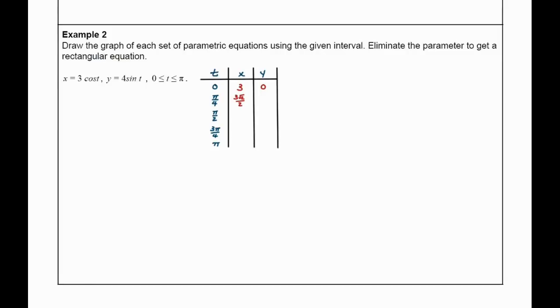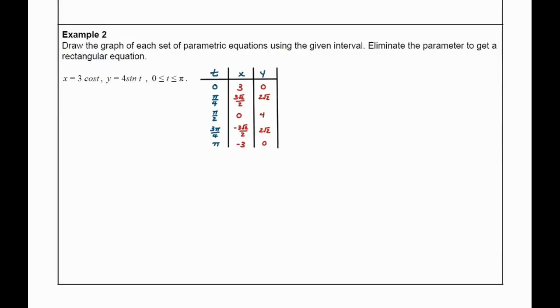So at pi over 4, cosine of pi over 4 is root 2 over 2 times 3, which is 3 root 2 over 2. And then for y, I should get 4 times root 2 over 2, or 2 root 2. So that's the x and y values at pi over 4, and at pi over 2 I should get 0 for x and 4 for y. And then at 3 pi over 4 I'd get negative 3 root 2 over 2 for x, positive 2 root 2 for y. And then at pi I'd get some nicer values: negative 3, 0.